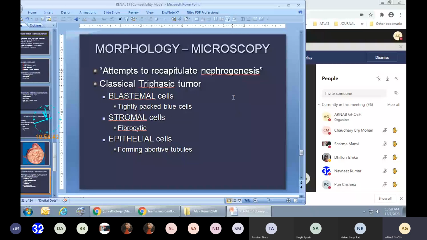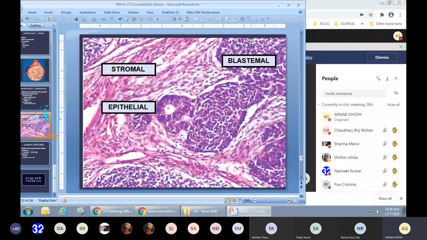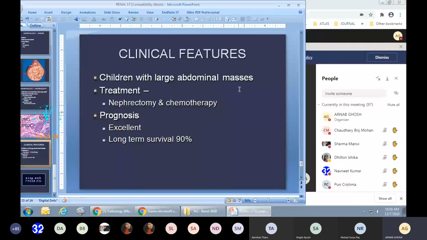Blastemal cells will be tightly packed blue cells because the cells are occupied by the nucleus. Next is stromal cells, the elongated fibrocytic cells, and epithelial cells, which will form abortive tubules. And last, in the clinical features, there will be a large abdominal mass. Treatment is nephrectomy and chemotherapy, and prognosis is very good. Long-term survival is 90%. Okay with all of you?